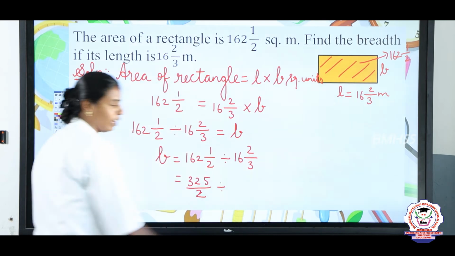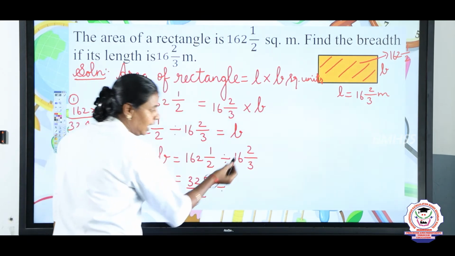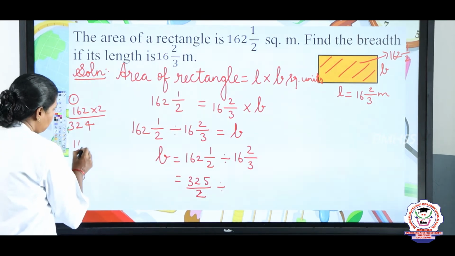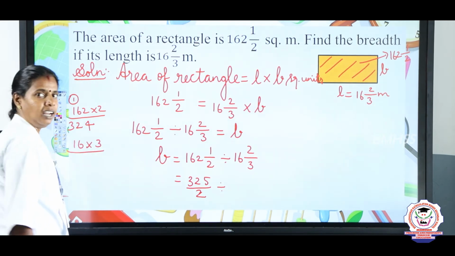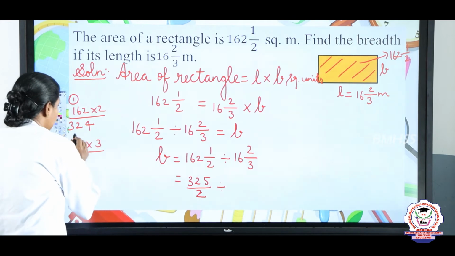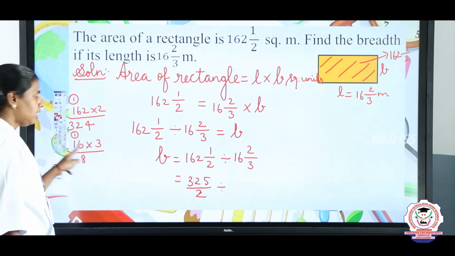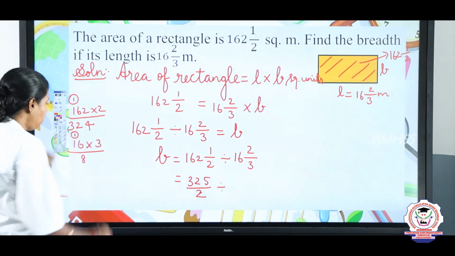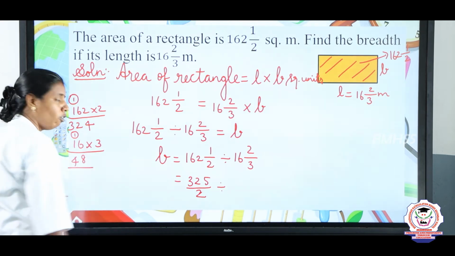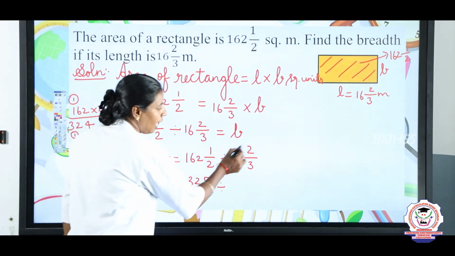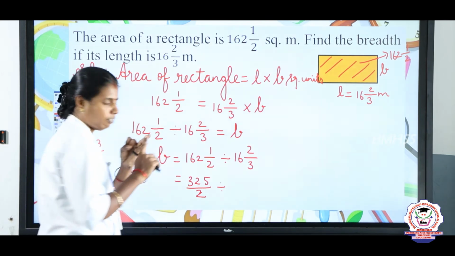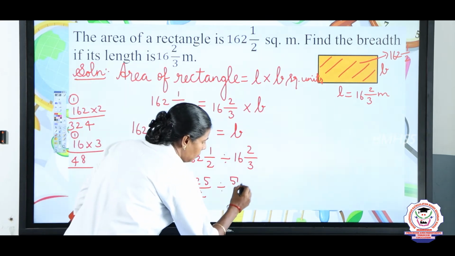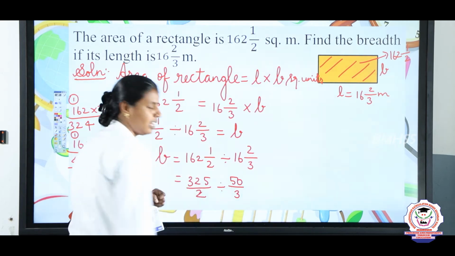16 2/3 also we are going to convert. Now, 3 into 16, find the product of this. 16 into 3: 3 sixes are 18, 8, remaining is 1, 3 ones are 3, 3 plus 1 is what? 4, 48. Very good. Add this 2: 48 plus 2 is 50. So 50 by the denominator 3.